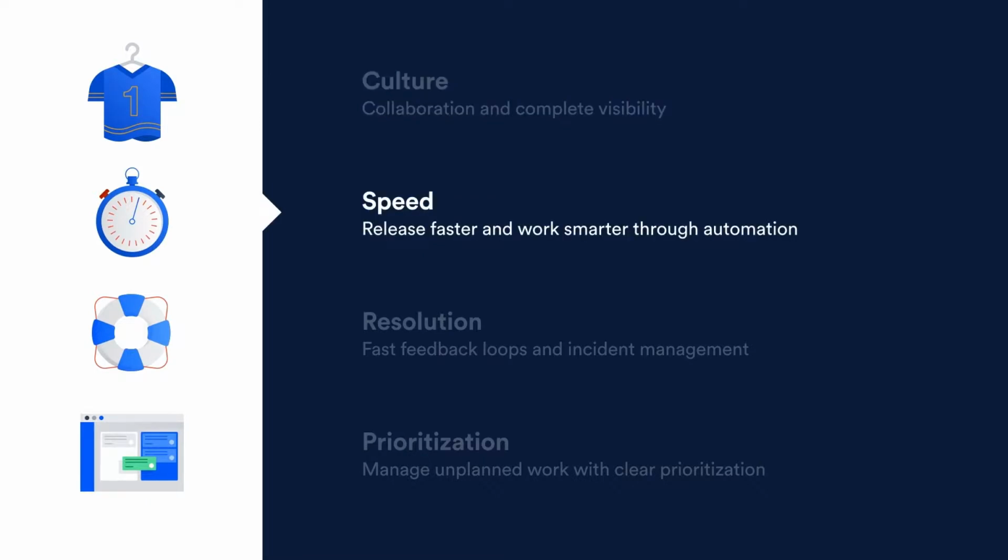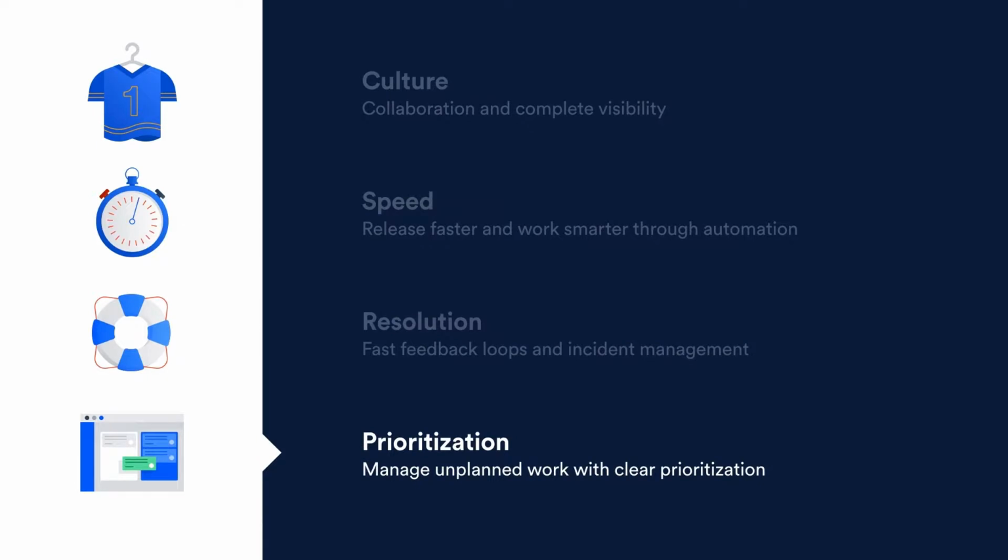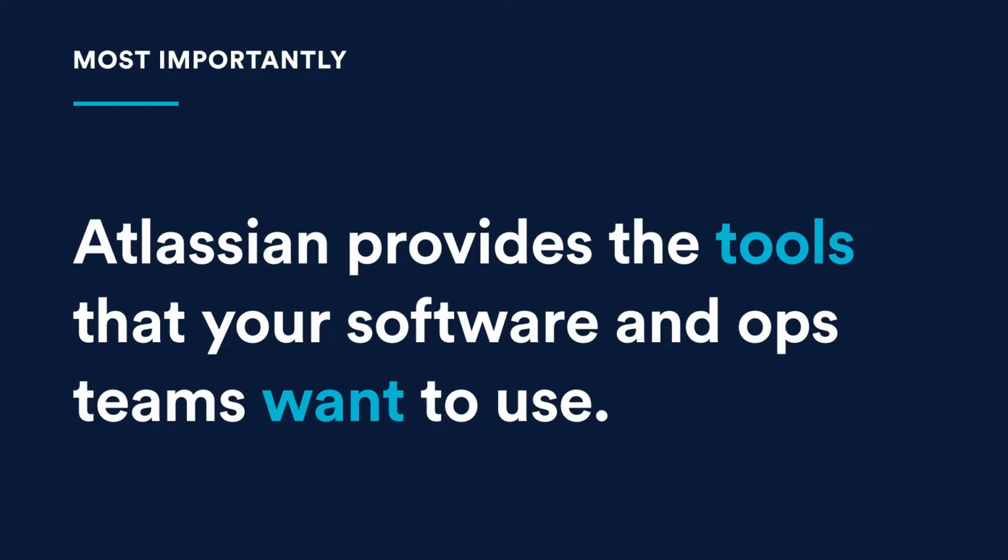Atlassian tools can speed up your releases by automating menial tasks and defining set processes. Atlassian can help accelerate time to resolution with fast feedback loops and the ability to swarm, and help you prioritize when unplanned work arises. Most importantly, Atlassian provides the tools that your software and ops teams want to use. Let's face it, most of the other DevOps tools out there are hard to implement. They just don't work as well with critical DevOps integrations.